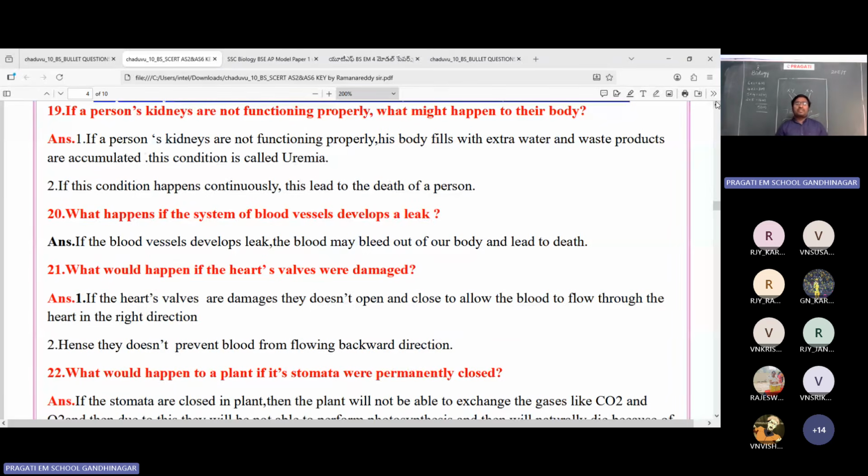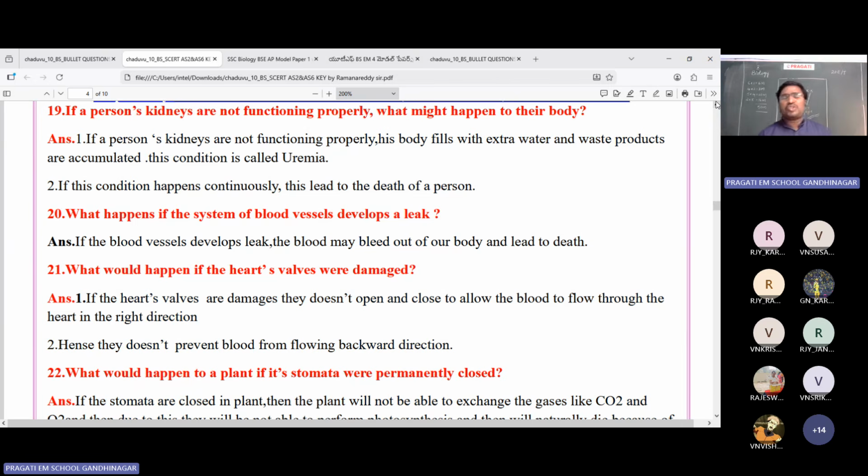Next one, 20th question. What will happen if the system of blood vessels develops a leak? If the blood vessels develop a leak, the blood may bleed out of our body, and it also leads to death. Next one. What would happen if the heart walls were damaged?